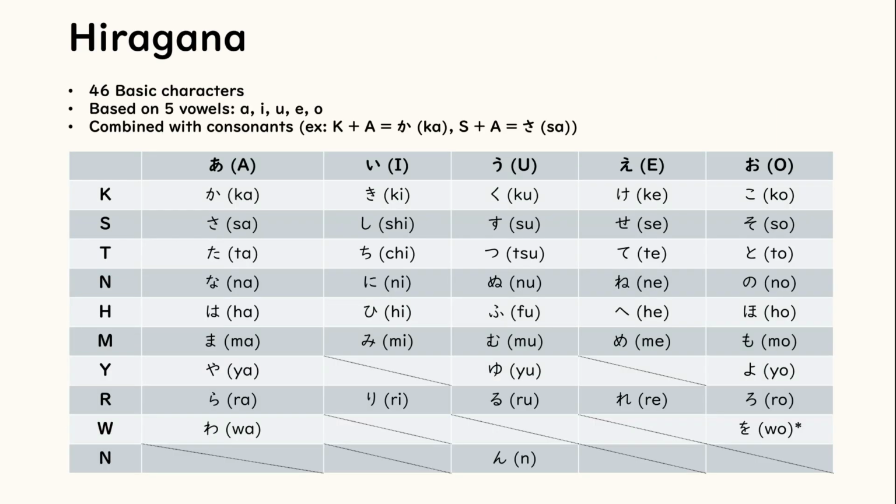There are 46 basic hiragana characters, and they are all based on 5 vowels. A, I, U, E, O. Consonants combine with these vowels to make each sound. For example, K plus A, ka. S plus A, sa. Once you understand this pattern, the whole chart becomes much easier to learn. Now let's practice pronunciation. I'll say each sound and you can repeat after me.